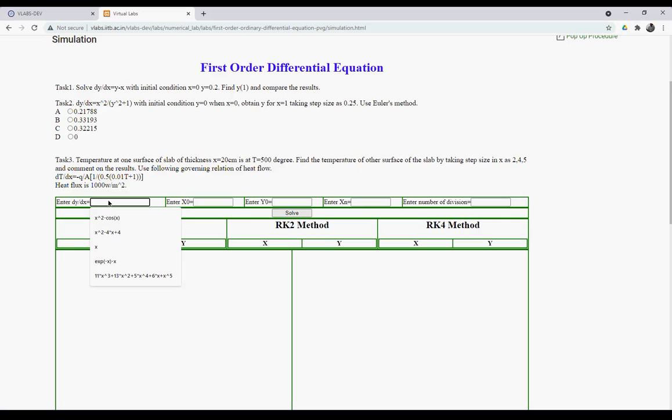So let's try to solve this problem. So you can provide your equation here.